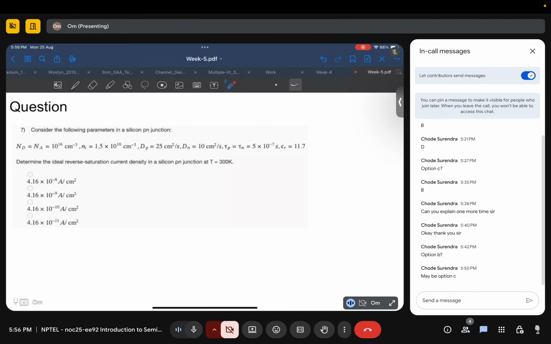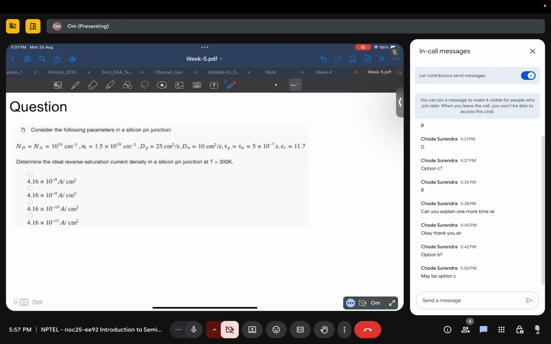All right. So in this question, we have to consider the following parameters of a PN junction: Na and Nd equal to 10 to the power 16 per centimeter cube. Ni is this. Dp and Dn, the diffusion constants, are given, and the minority carrier lifetimes tau p and tau n are given, and the epsilon is given.